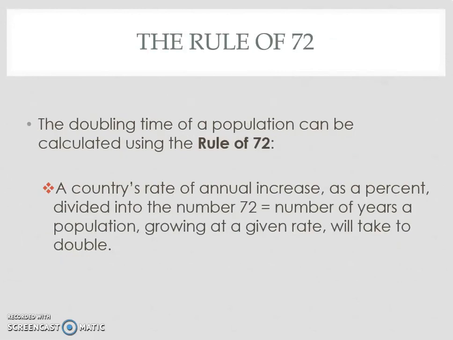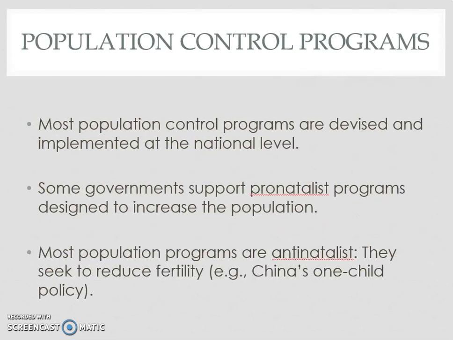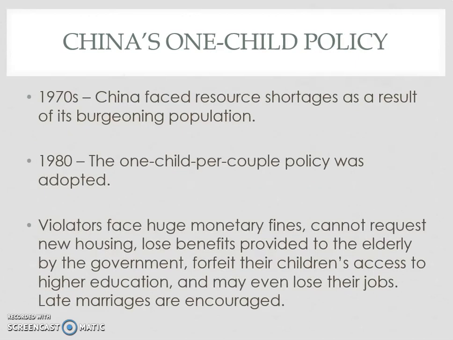And there's the rule of 72. Doubling time of population can be found by calculating the rule of 72. So basically take a country's rate of natural increase, or RNI, as a percent, and then divide 72 by it, which equals the number of years it takes the population to double at a given rate. Okay, control problems. China's one child policy, which I referred to before.